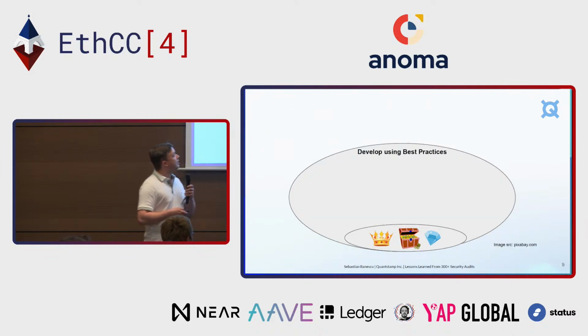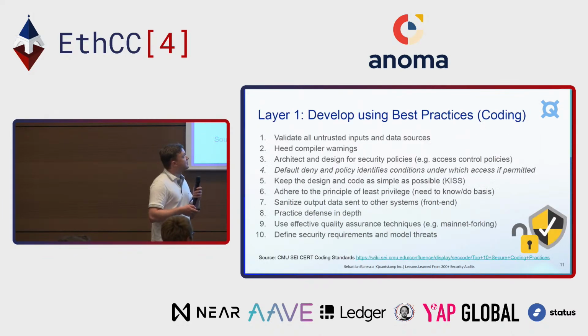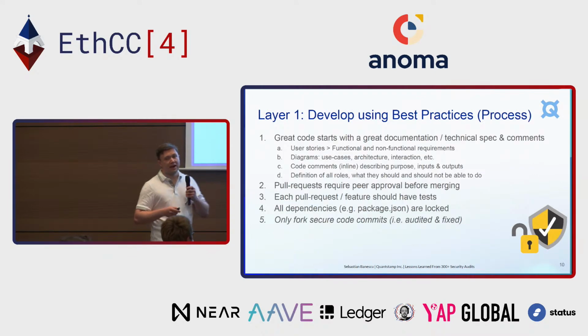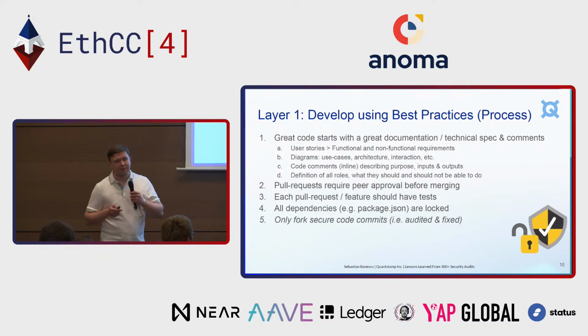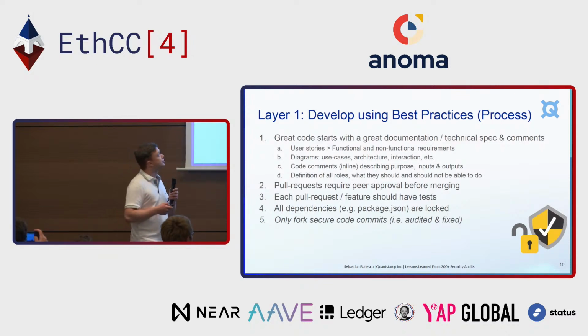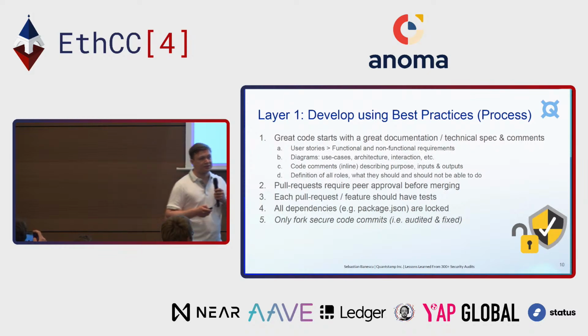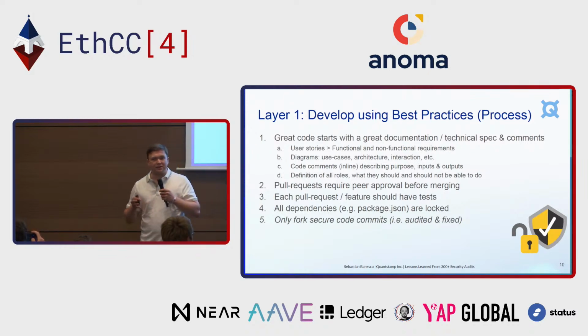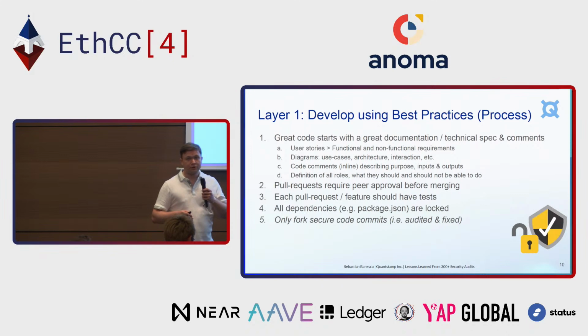First layer, develop using best practices. So here we have two steps. First one is the process, and the second one is the coding. For the process, it's not very different from any other classical software project, right? You should have great documentation, right? That means that you can start simple. You can start from user stories and derive functional and non-functional requirements, which are crucial for audits.